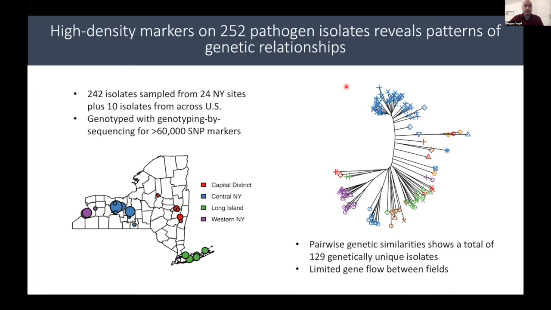So in order to do this, we collected 252 isolates of the pathogen. 242 were sampled from 24 farms across New York, shown in the lower left here. And then an additional 10 were sent to us from collaborators in different states. And we genotyped these isolates using genotyping by sequencing, which is a strategy for sequencing in parallel fragments of the genome that are flanked by restriction enzyme cut sites in a population. So using this strategy, we were able to assay this collection of isolates at over 60,000 single nucleotide polymorphism markers.